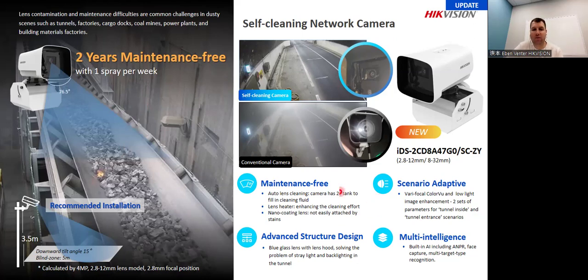They are maintenance free. This one has a 2-liter little container at the bottom. That detergent will basically wipe, spray, and clean the lens itself. So for 2 years, you can have that maintenance free. One spray per week, which is just brilliant. For anyone that does services and maintenance on cameras, I think you know what I'm talking about.